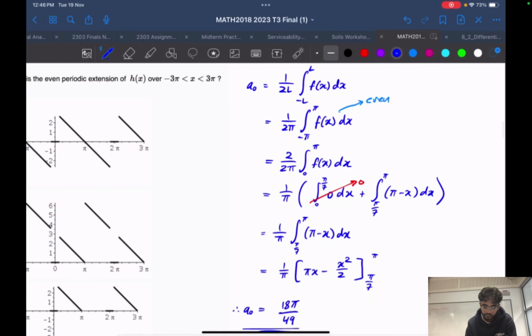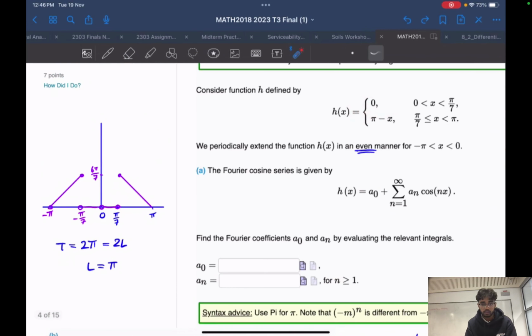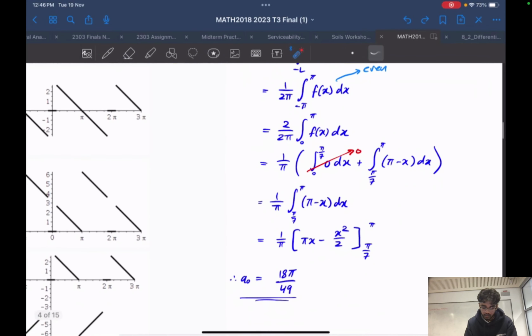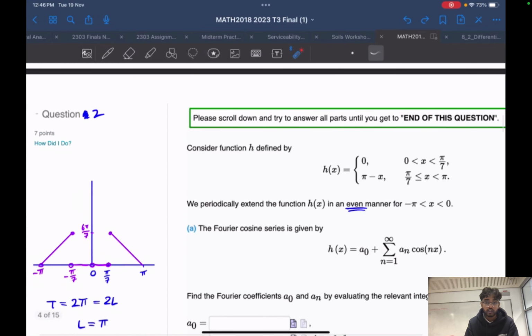Cool, so that's how we find a0. A few things to note: even function, and that's why I times the area by 2 over here. So I've cut the bound in half, but the area I've multiplied by 2. And then between 0 and pi on 7, our function is actually equal to 0, so we can pretty much just omit it. We don't really need to worry about it. We just really care about the function between pi on 7 and pi, and we can just integrate that.